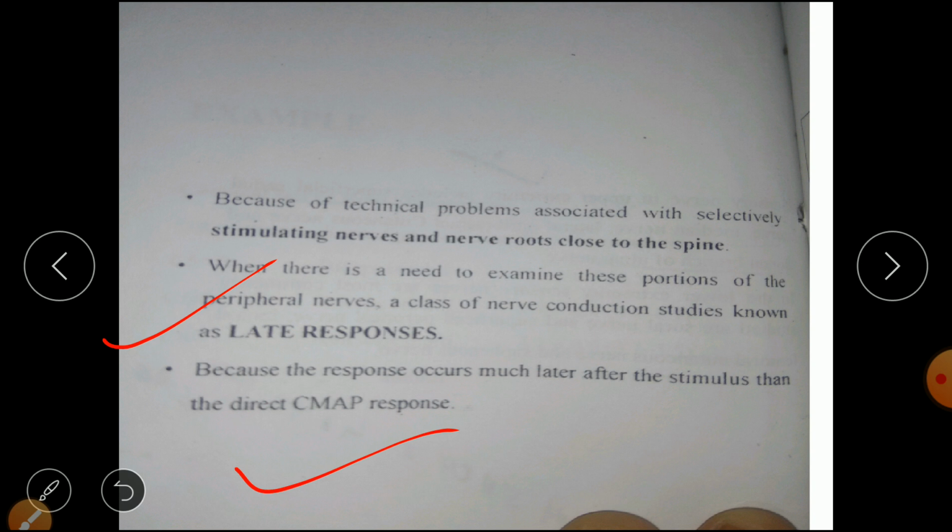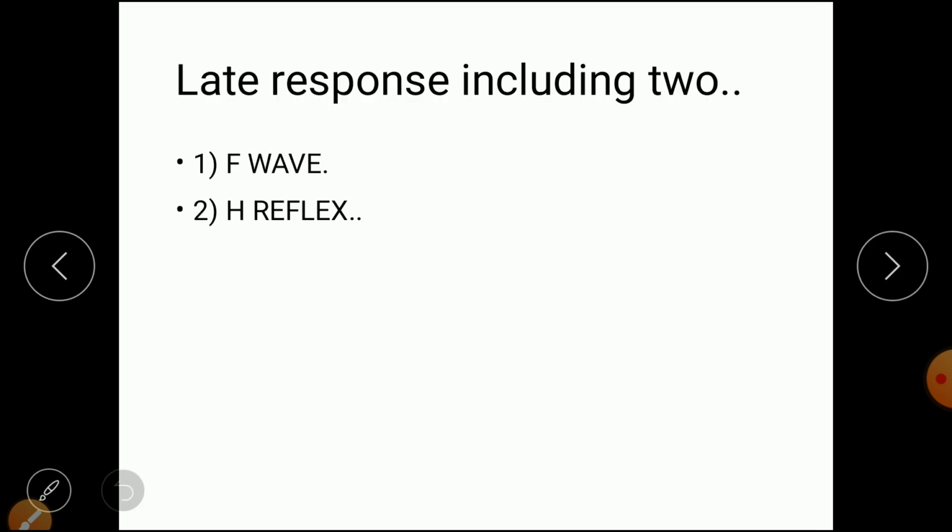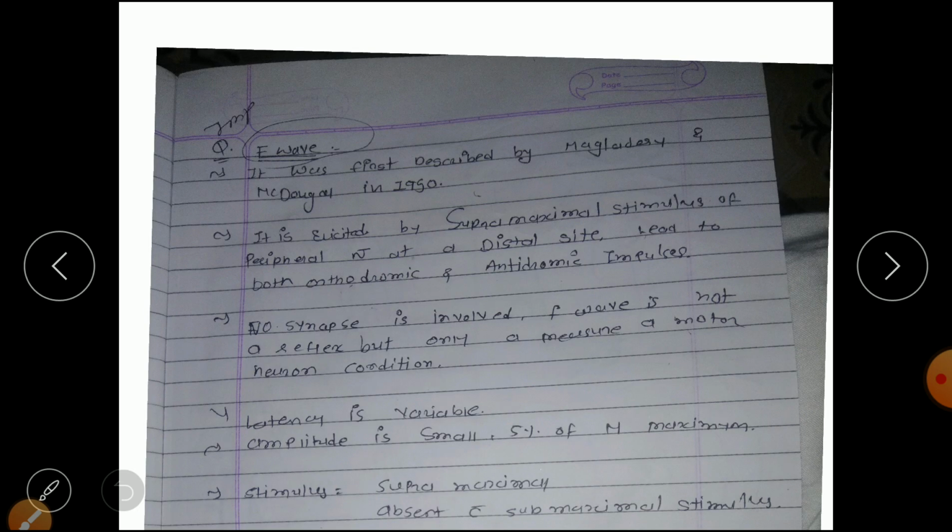That means when you apply an NCV, first of all the M response is present on the graph, and after some time the late response comes. That's why it is known as a late response. In late responses we have included two, F wave and H reflex. Firstly we discuss the F wave.